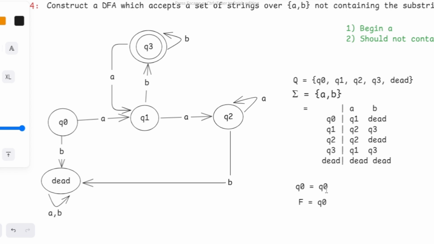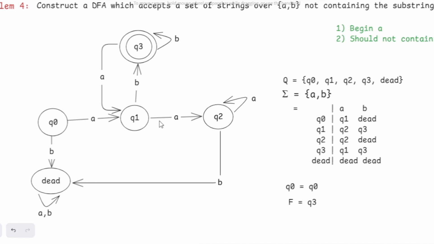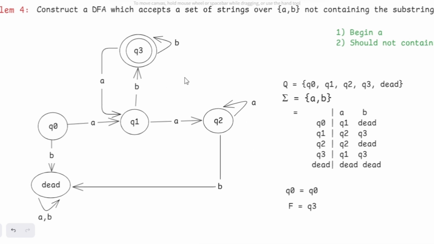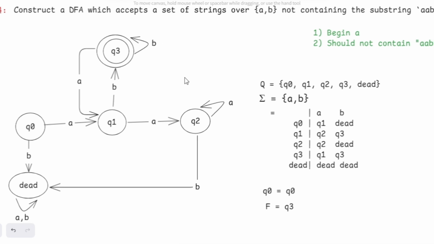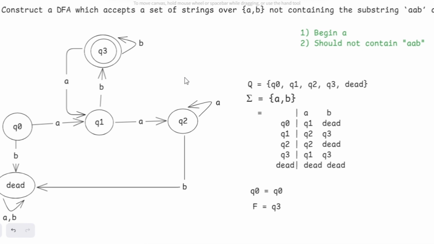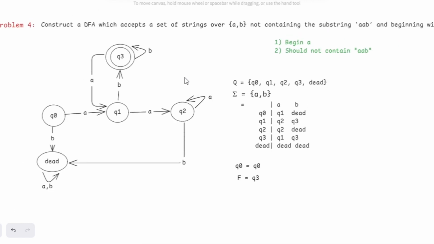The starting state will be Q0, the final state will be Q3. Yeah, so this is it for our DFA. You can check for multiple examples as well using this DFA, to see whether it is working or not. And as we have solved it correctly, I'm sure it's going to work. So that's it for now. Thanks.